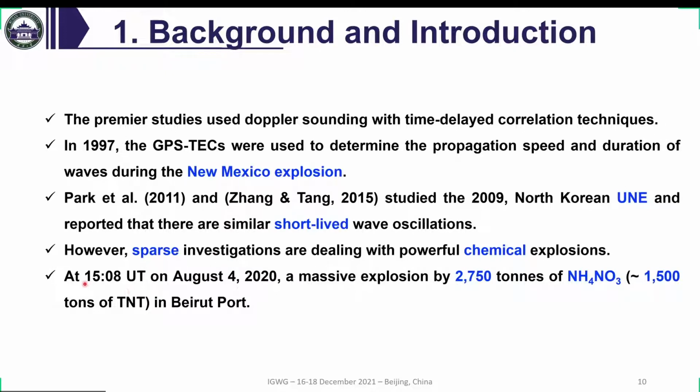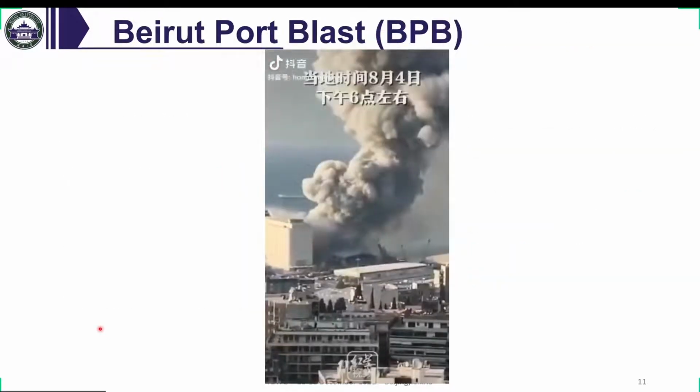As is known, in August last year, a massive explosion happened in Beirut, Lebanon, because of more than 2,000 tons of ammonium nitrate, equivalent to 1,500 tons of TNT. To remember what happened in the Beirut explosion, we can see a short video.